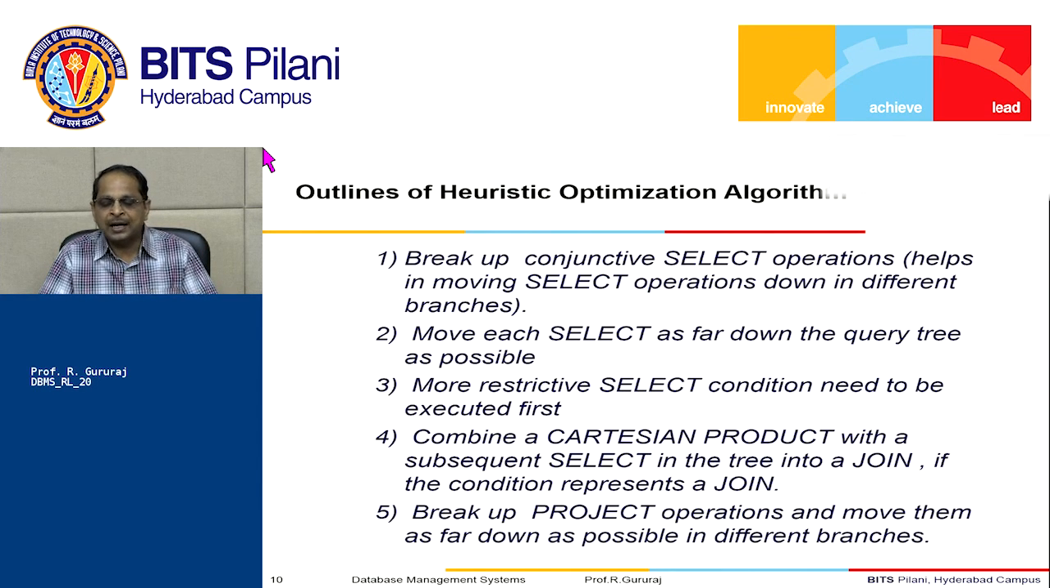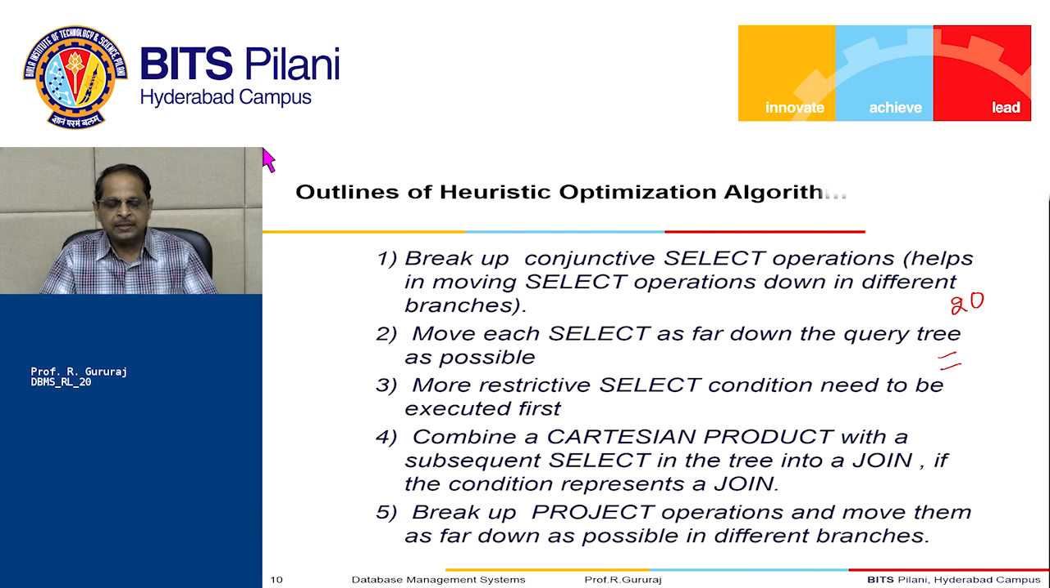Then more restrictive select conditions need to be executed first. What do you mean by more restrictive select condition? The select condition which will give me the minimal number of tuples from the operand relation is known as restrictive select condition. If I have 20 department tuples in the department table, and I know that the department names are distinct, and then I say select the tuples from department where department name equals account, I know that there can be maximum only one tuple which is the result of that select operation. That is known as the more restrictive select condition. The rule says that apply more restrictive select conditions as early as possible.